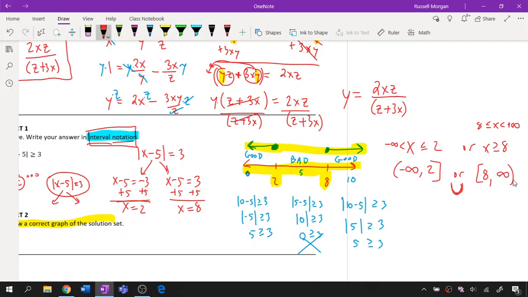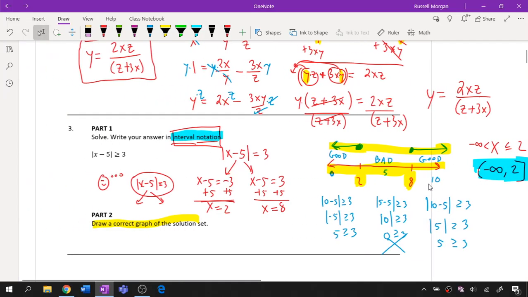Now we don't do equals with infinity, so we always use parentheses. So the interval notation could look like this. It could also be written using that union here. Instead of writing or, you could do that union. That means you have to unite both of these possibilities because there were two different possibilities of where the answer could be. Let's do another one.